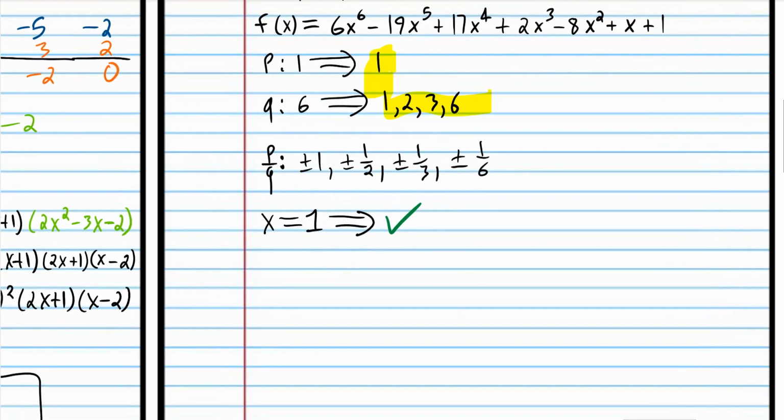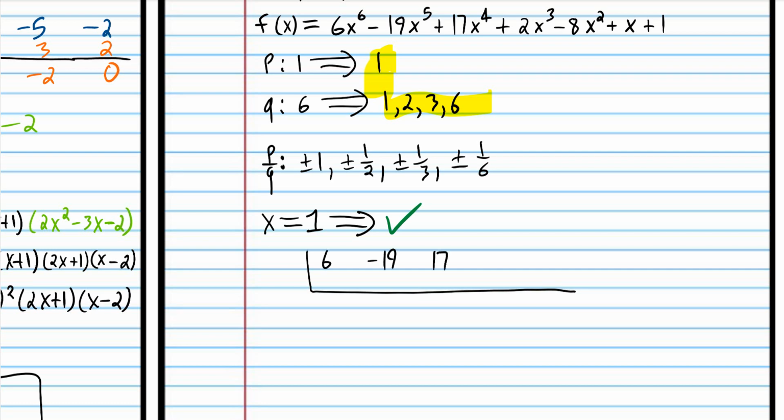Okay, so we're going to use synthetic division. So we have 6, negative 19, 17, 2, negative 8, 1, and 1. And we're dividing by x minus 1, so it's going to be positive 1.